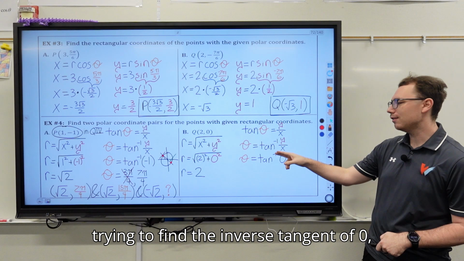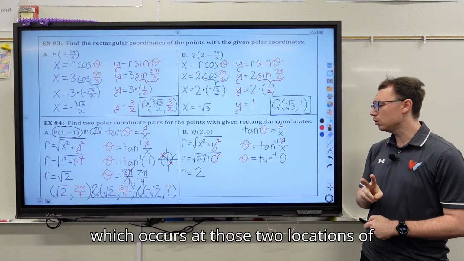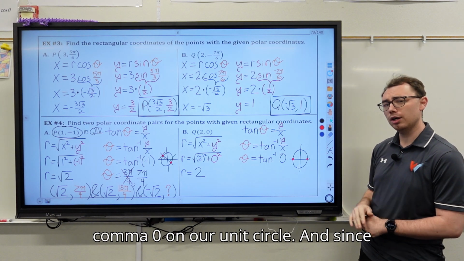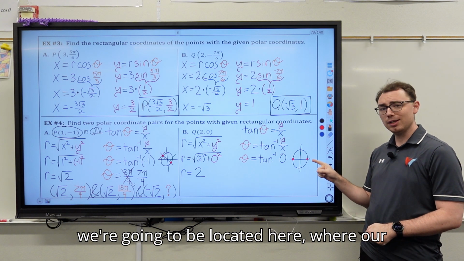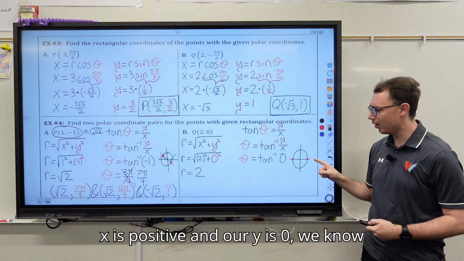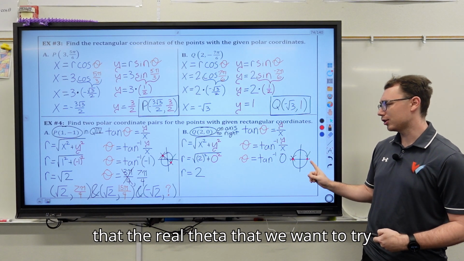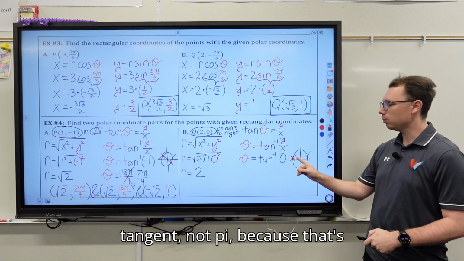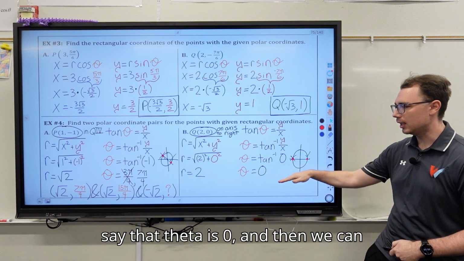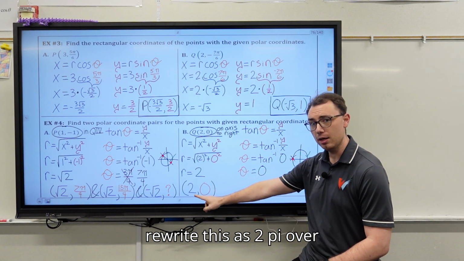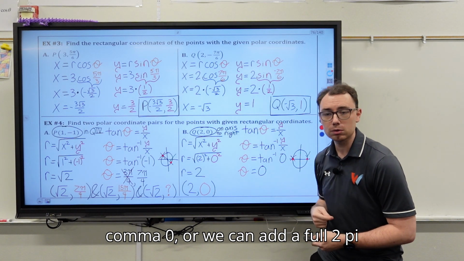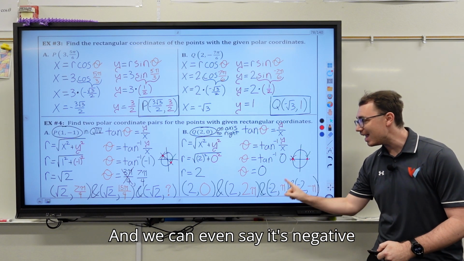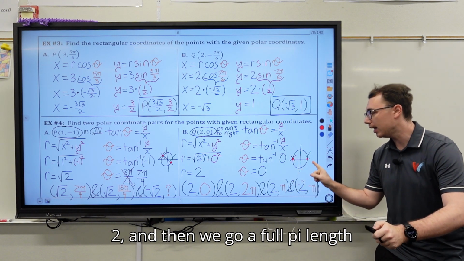So we're really trying to find the inverse tangent of 0, which occurs at those two locations of (-1, 0) and (1, 0) on our unit circle. And since we're going to be located here, where our x is positive and our y is 0, we know that the real theta that we want to use is that 0 value for tangent, not π, because that's what our two locations are. We now can say that theta is 0, and then we can rewrite this as (2, 0), or we can add a full 2π here and say it's (2, 2π), and we can even say it's negative 2, and then we go a full π length around.